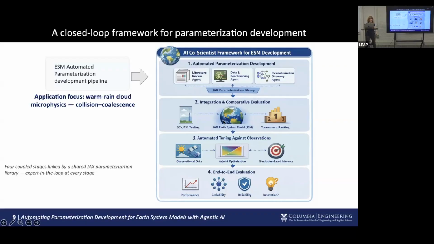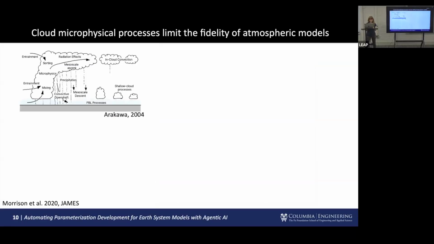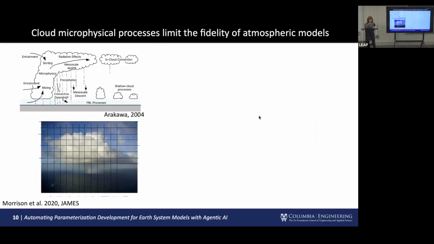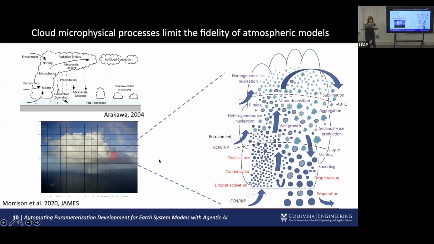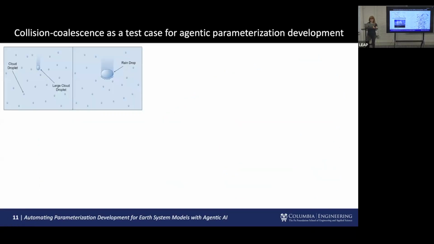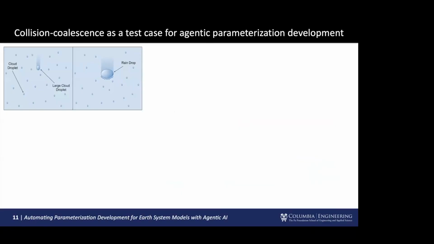And here I'm going to show some applications to warm rain cloud microphysics as a hello world problem: can we develop parameterizations automatically for collision coalescence? Just for motivation, collision coalescence is an important cloud microphysical process, and cloud microphysics is one of the processes that we have to parameterize in the atmospheric portion of our models. Cloud microphysics still limits the fidelity of models, and this is showing many of the different processes that we parameterize in the atmospheric portion of our model. Cloud microphysics is typically parameterized at the single grid box scale, and we have many different cloud microphysical processes. I'll focus here on collision coalescence as an interesting use case.